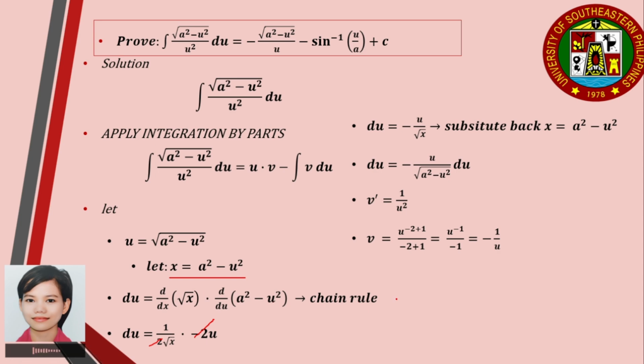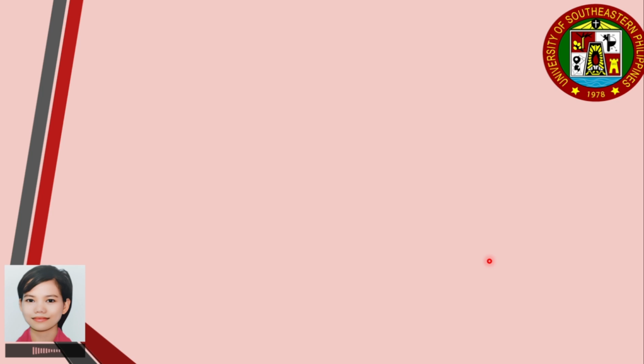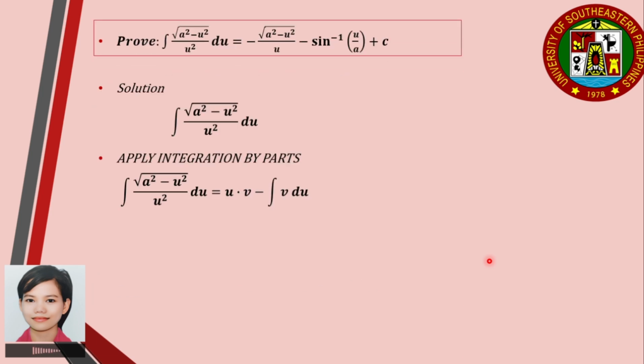So, for the recap, we already have u equals the square root of a squared minus u squared. The du, we have negative u all over the square root of a squared minus u squared du. And the letter v equals negative 1 over u. So, from this one, we can apply the integration by parts. Okay, let's review. So, here are the u, du, and the v.